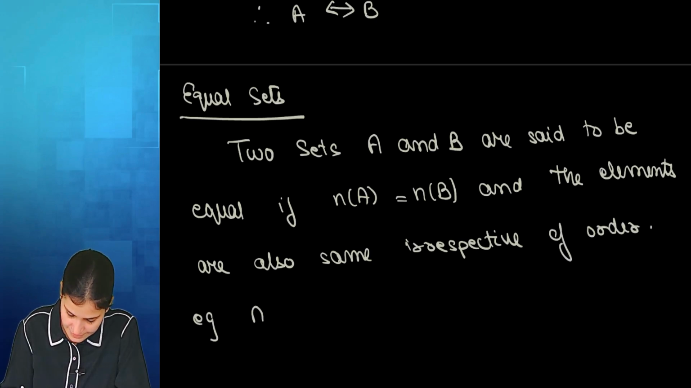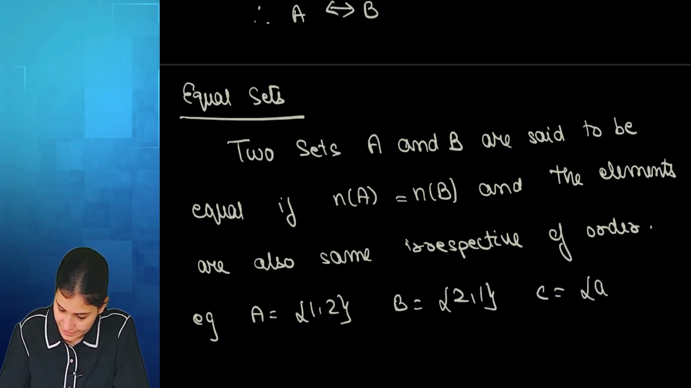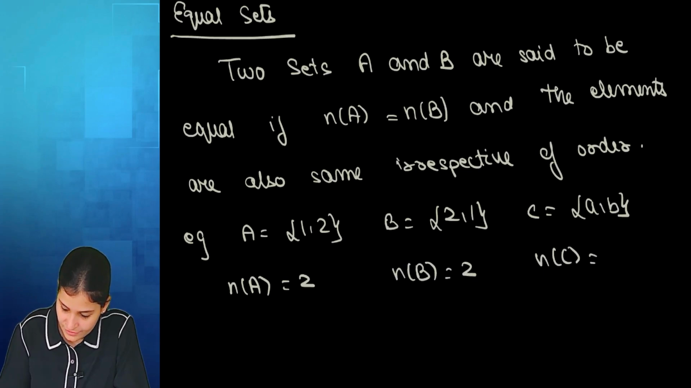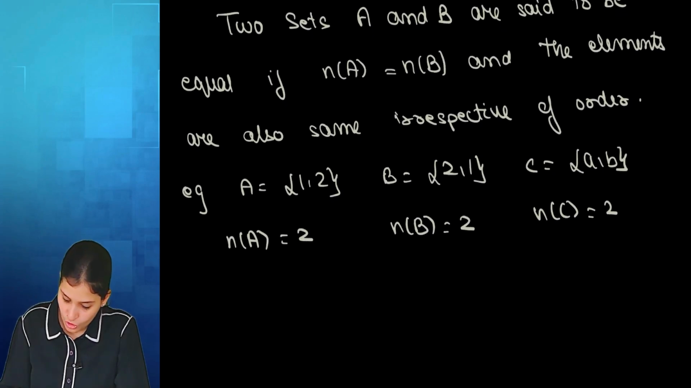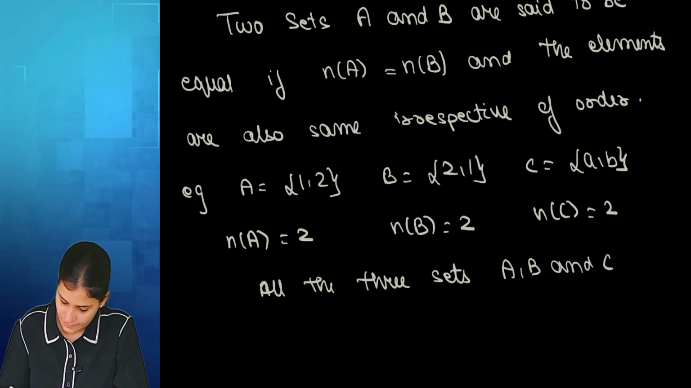Example: set A is {1, 2}, set B is {2, 1}, set C is {a, b}. Cardinality of A is 2, cardinality of B is 2 and cardinality of C is again 2. All the three sets have two elements within them. So all the three sets are equivalent to each other. Yes or no? Yes, ma'am, they are equivalent to each other.